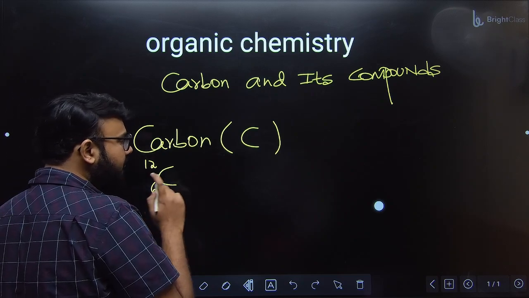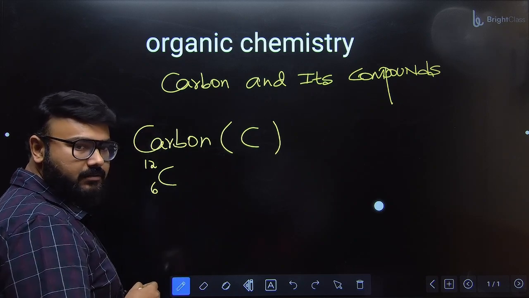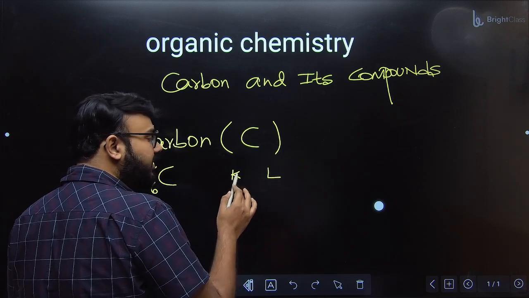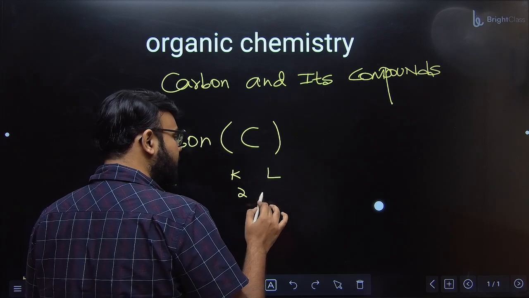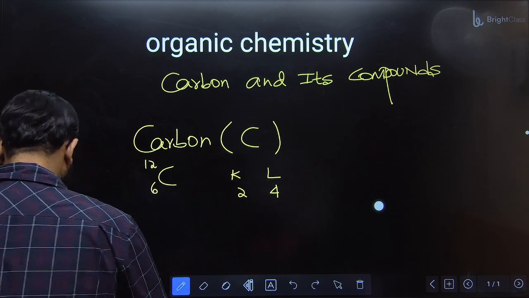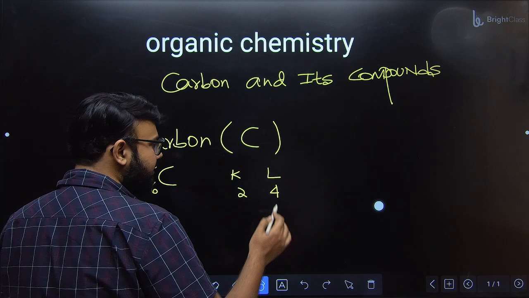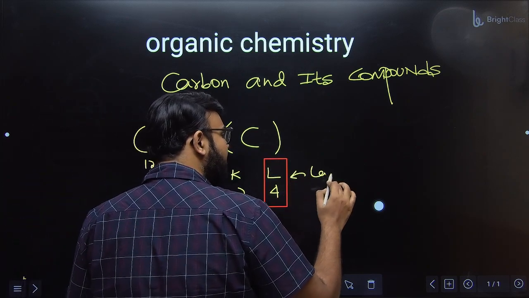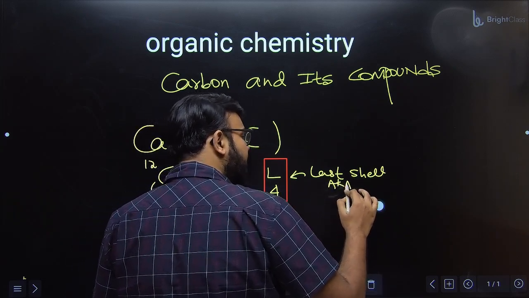Okay. Next. Also tell me how we will write the electronic configuration of carbon. Very good. You will write K shell, L shell. K means shell number 1. So 2 and 4. So what is the last shell, the valence shell? Yes, the valence shell is L shell. L is the valence shell. The last shell is also known as the valence shell.